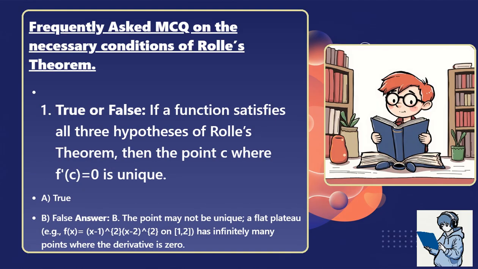4. True or false? If a function satisfies all three hypotheses of Rolle's theorem, then the point c where f prime of c equals 0 is unique. Option A, true. Option B, false. Answer B, the point may not be unique. A flat plateau, for example, f of x equals (x minus 1) squared times (x minus 2) squared on 1 to 2 closed interval, has infinitely many points where the derivative is 0.